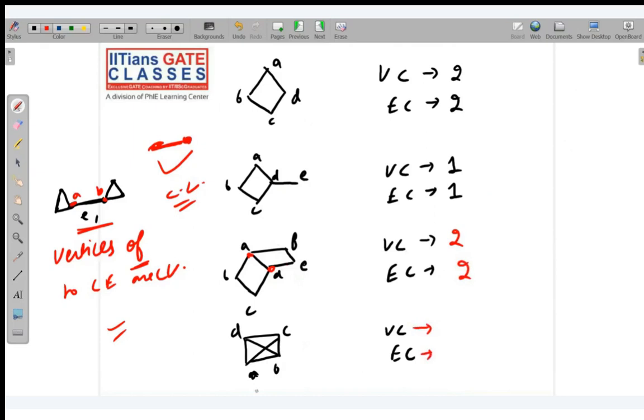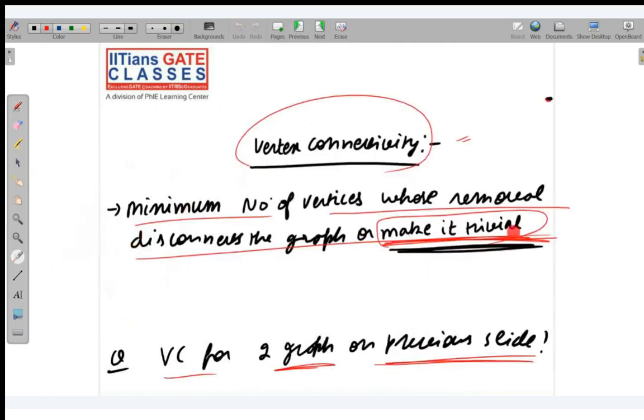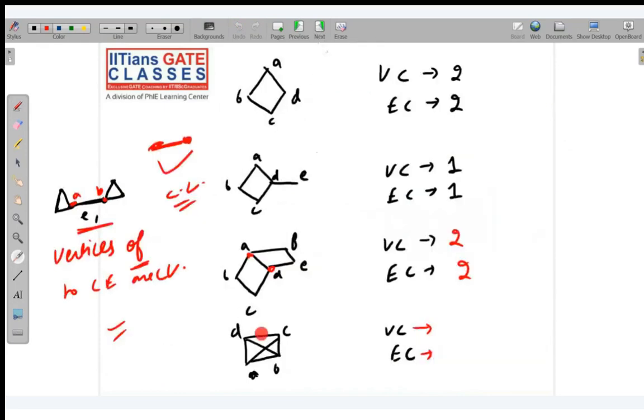What is vertex connectivity and edge connectivity? Vertex connectivity, so now see the definition. I have told you vertex connectivity is the minimum number of vertices whose removal disconnect the graph or make it trivial. So this is a complete graph of 4 vertices. Okay, so now, since every pair of vertices is adjacent, if I remove D, nothing is going to happen. D and B both are removed.